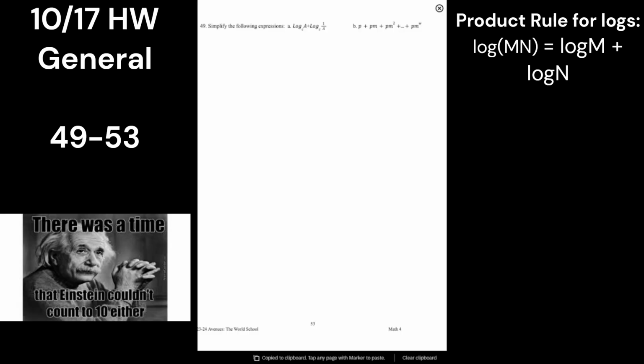Okay, so for Tuesday's homework, I know I'm doing it a little late. Sorry about that. But let's just move swiftly on to question 49: log base c of a plus log base c of 1 over a.